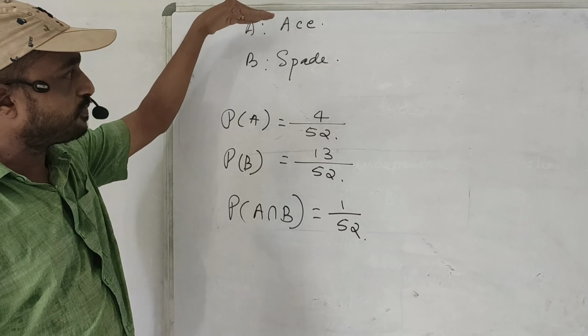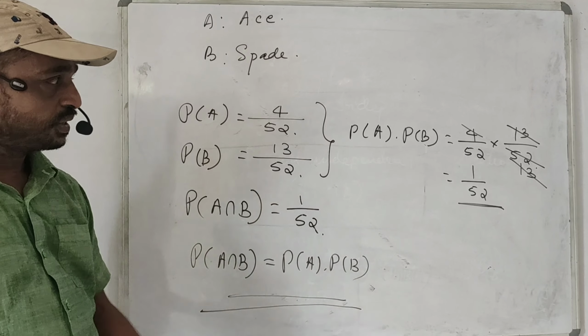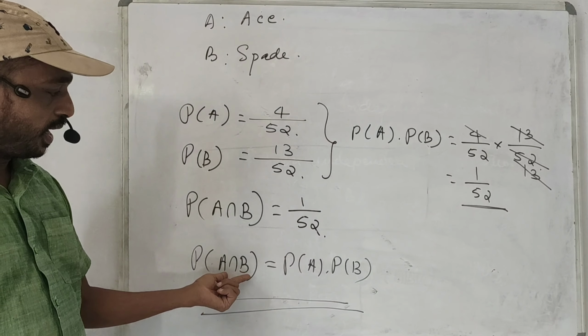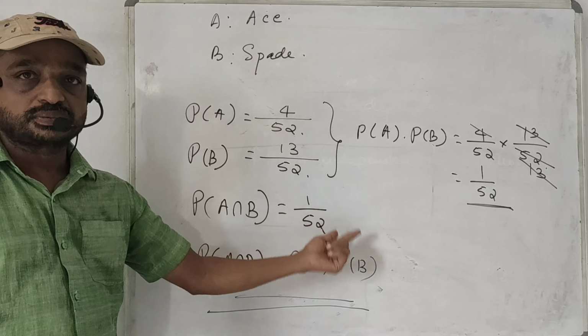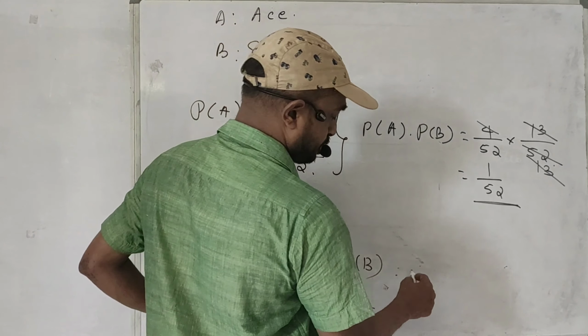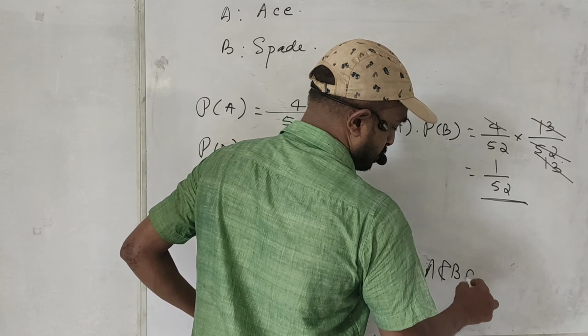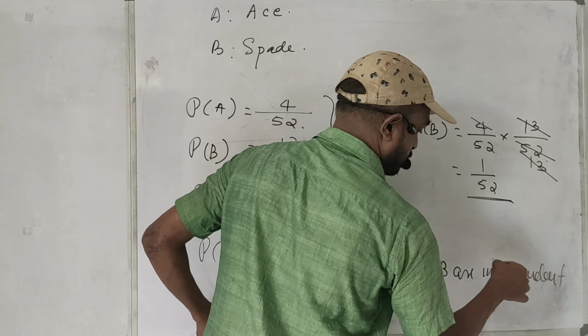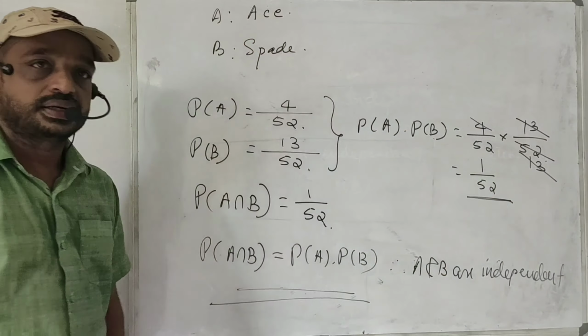So here we can say that P of A intersection B is equal to P of A into P of B. So what is P of A intersection B? It is 1 by 52. What is P of A into P of B? That also is 1 by 52. So here P of A intersection B is equal to P of A into P of B. Therefore, A and B are independent events.